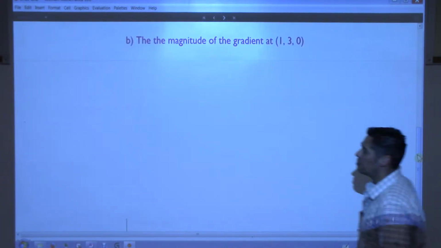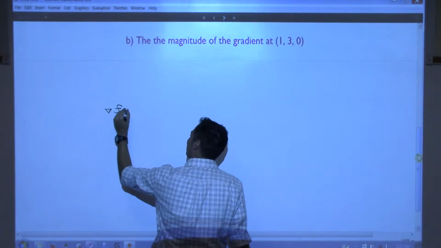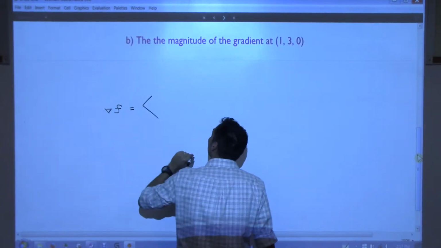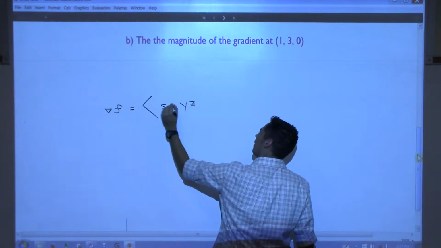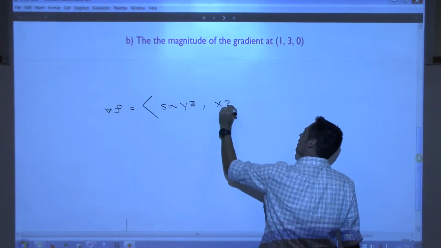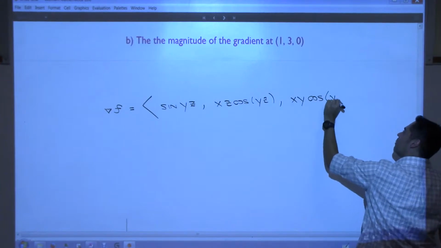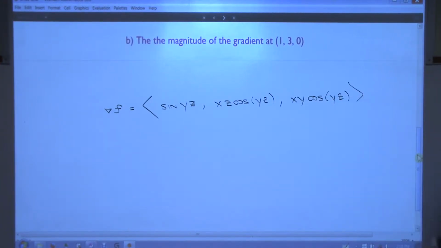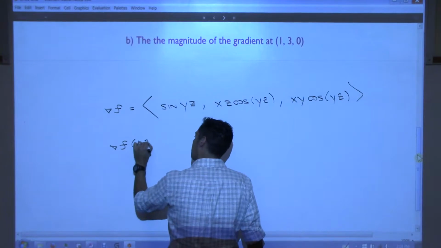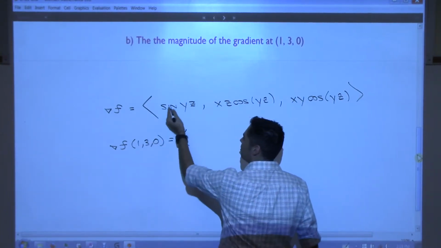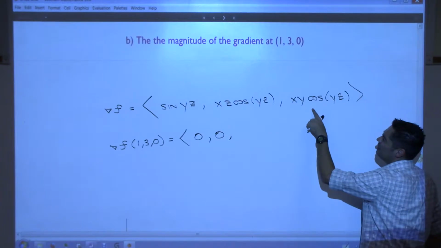Okay, magnitude of the gradient. So the gradient vector, I just erased it. The gradient vector, that's why I said wait. What was it? Sine yz, right? And then it was xz cosine yz, and then xy cosine yz. So that's the gradient vector right there, right? And all I need to do now is plug in the point (1, 3, 0). The gradient at (1, 3, 0) turned out to just be, well, this was 0, right? And this one was 0. And this one turned out to be 3, right?